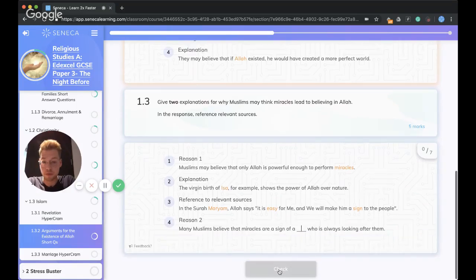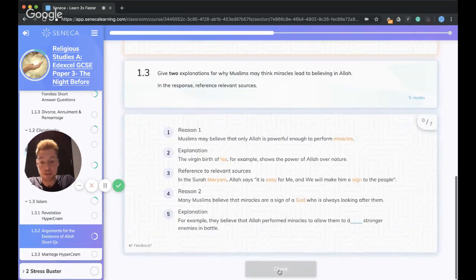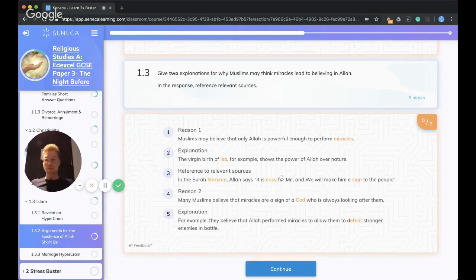Reason 2: many Muslims believe that miracles are a sign of God who is looking after them. Explanation: for example, they believe that Allah performed miracles to allow them to defeat stronger enemies in battle. Boom. So that was a quick run through of how to do those shorter answer questions. Outline your 3 for part B: reason and explanation. And then for part C: reason, explanation, and some kind of quote. I hope that was a useful run through for everybody.